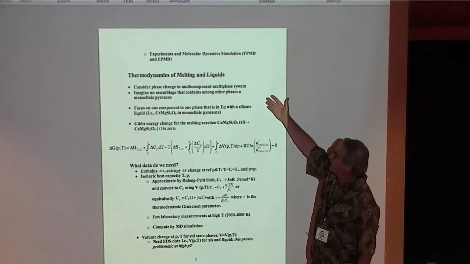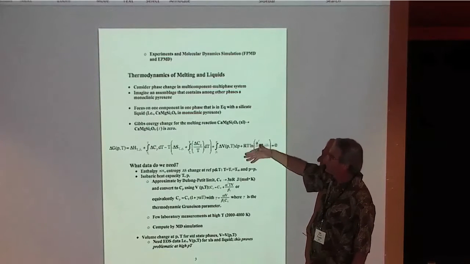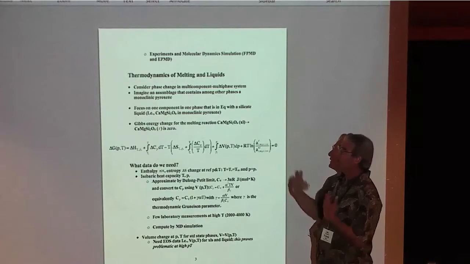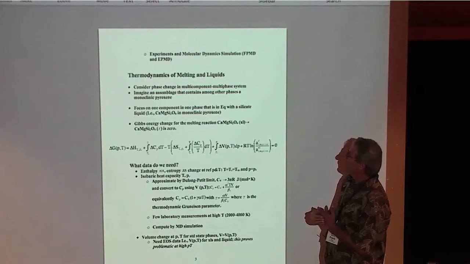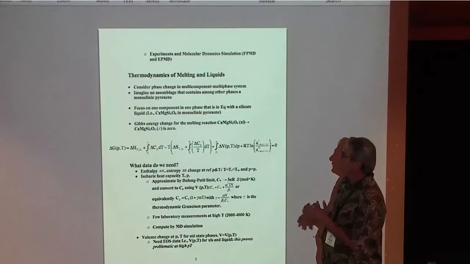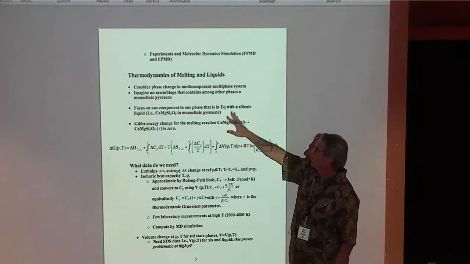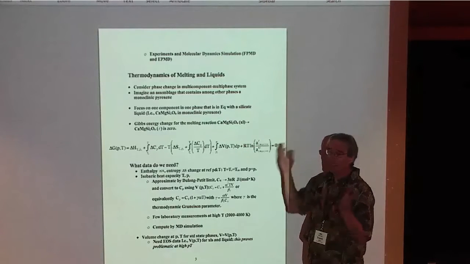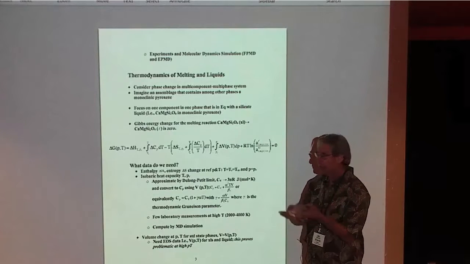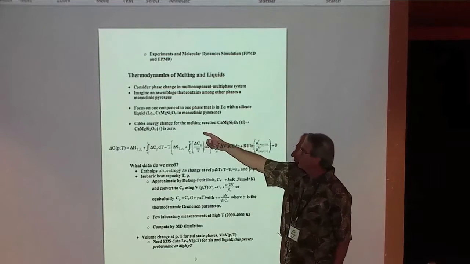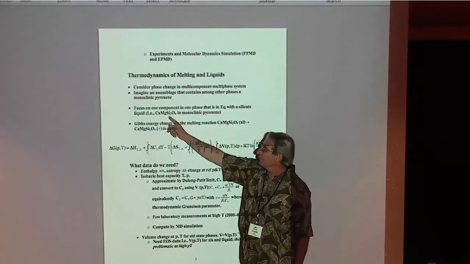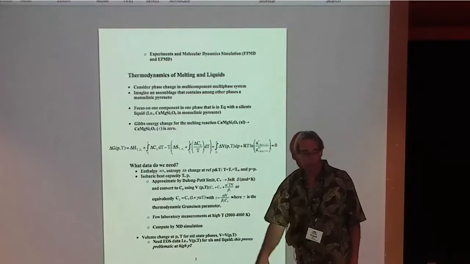So let's consider how you look at this phase transition. The way I'm setting this up, let's imagine, for a start, and we'll go back and forth here, one component, one phase. So we're just looking at the melting of water, ice to liquid, except I'm looking at the melting of CaMgSi2O6. Don't worry about it if you're not a mineralogist.